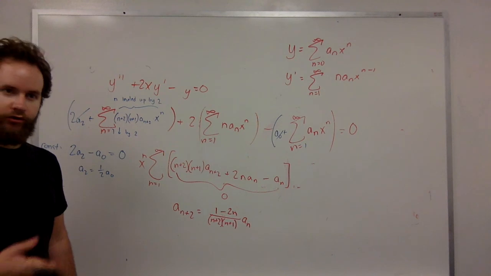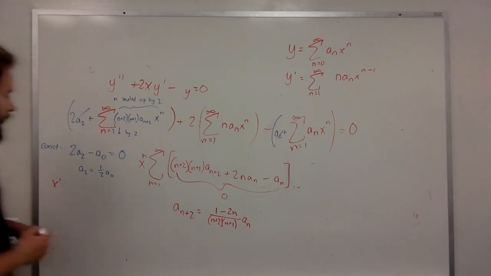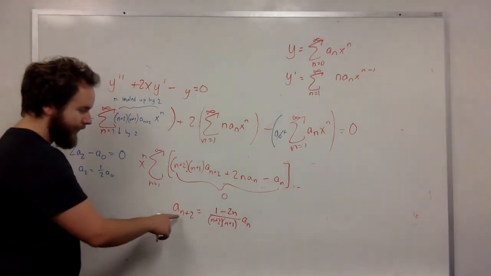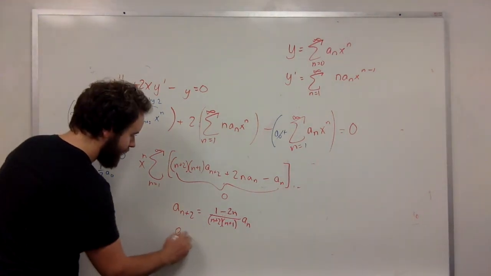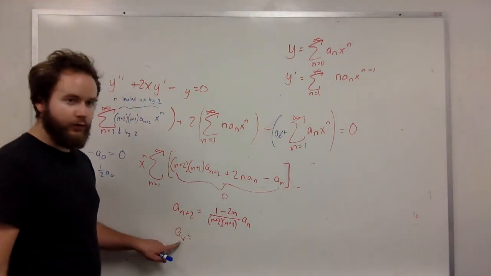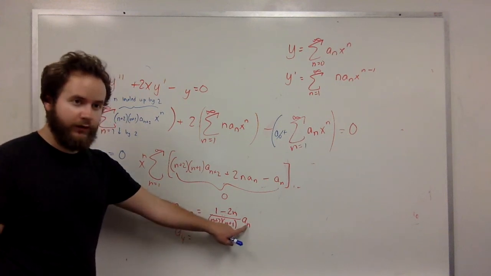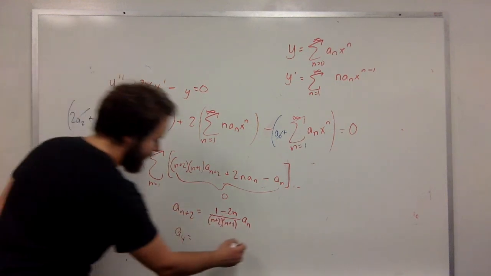And that gives you a recursion for what a sub n is. So we know a sub 2 is 1/2 a naught. Now what we can do is, what's a sub 4 then? What have I plugged in for n here to get a sub 4? 2. So I get a sub 2 over here, don't I? Which we know to be 1/2 a naught.